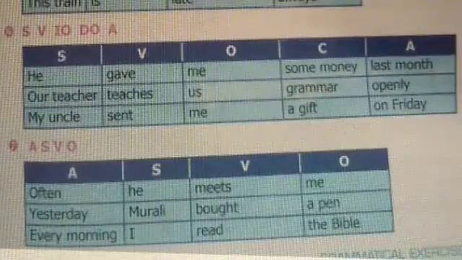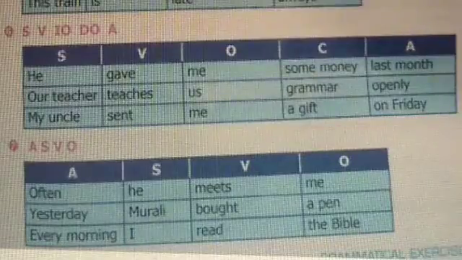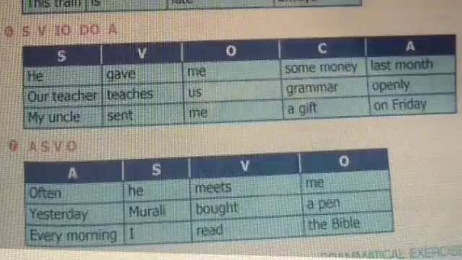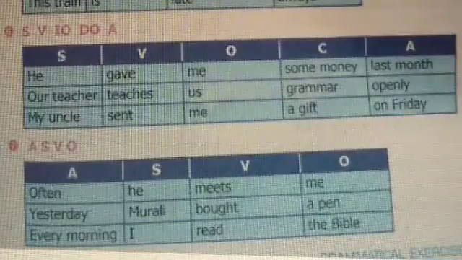Coming to the next pattern, ASVO. Often, that is adjunct, comes in the front. Often, always, okay. Often he meets me. So he is subject, meets verb, and me object. Yesterday, timing, no? So adjunct.